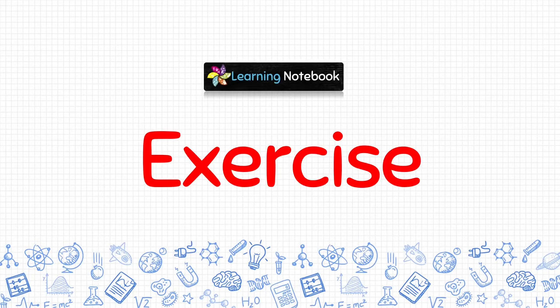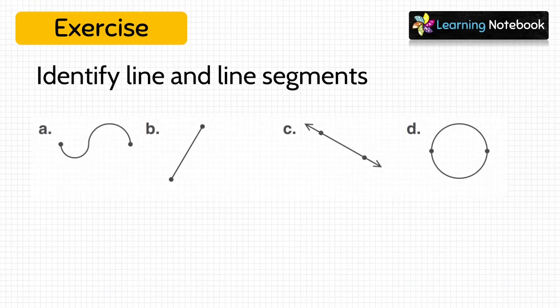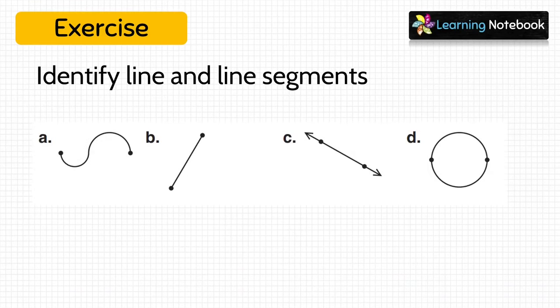Now, let's do some exercise. Here, we need to identify lines and line segments. First, take a look at figure A. A is not a straight path, so it is neither a line segment nor a line. Now, take a look at figure B. It has two endpoints and has a definite length. So, it means it is a line segment.